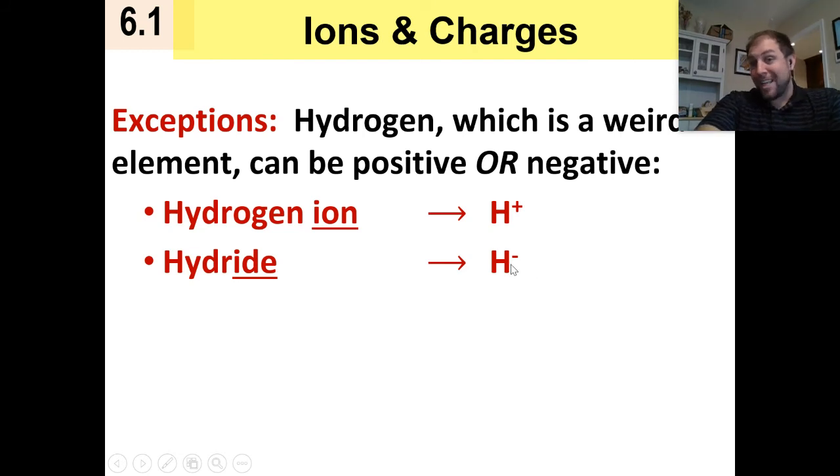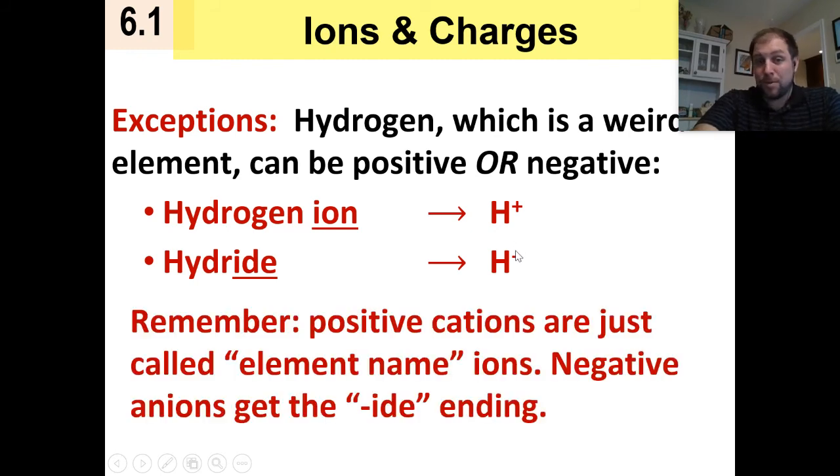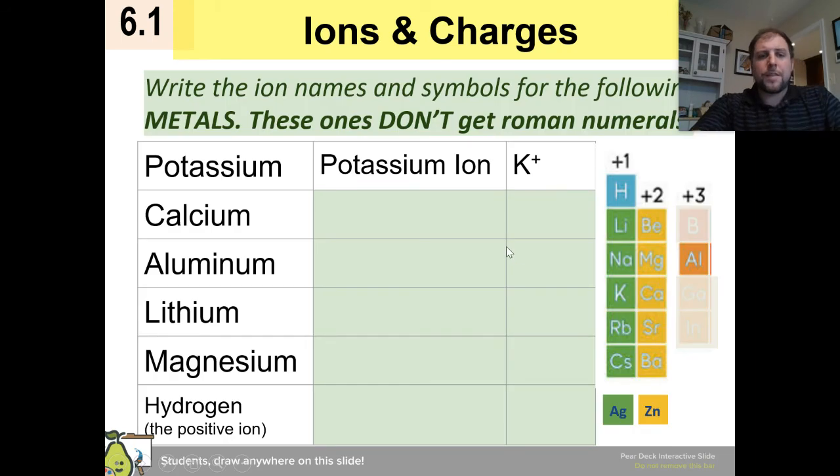It's weird. It's in the metal column, but it's an explosive gas. Get it under high enough pressure, it turns into a liquid metal. I don't know. Hydrogen's weird. It's just a proton with an electron. So if it's a hydrogen ion, it's +1. If it's hydride, it's -1. Notice again, no Roman numeral, no need. If it's a hydrogen ion, that's enough for me to know it's +1. It's not going to be +2. That's impossible.